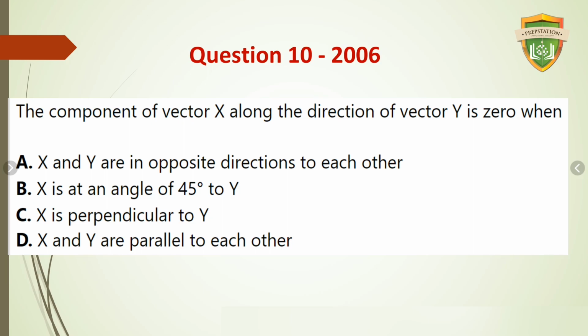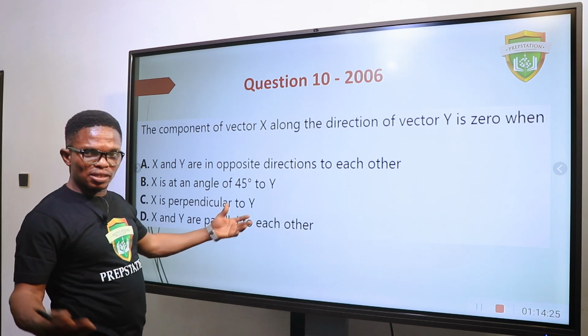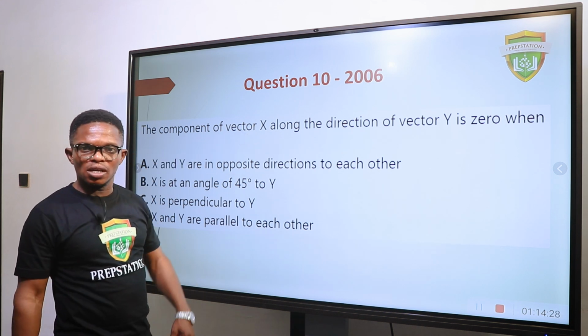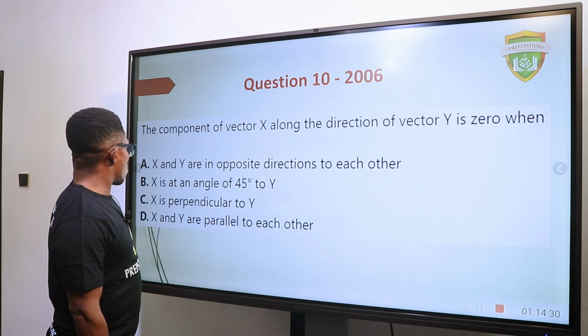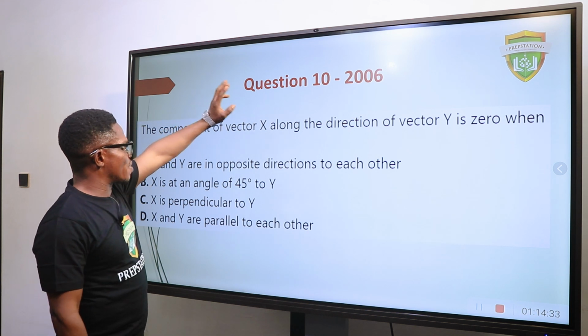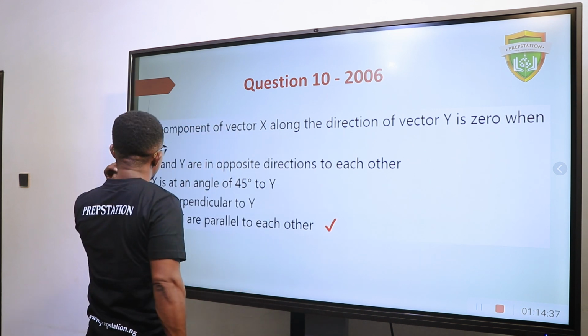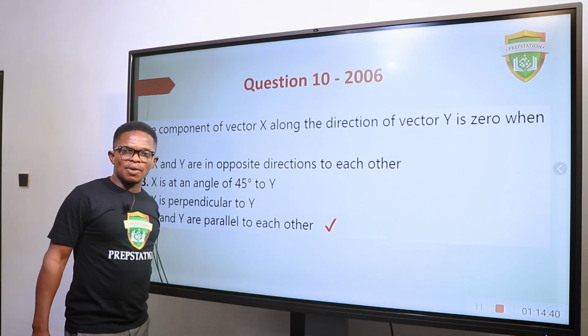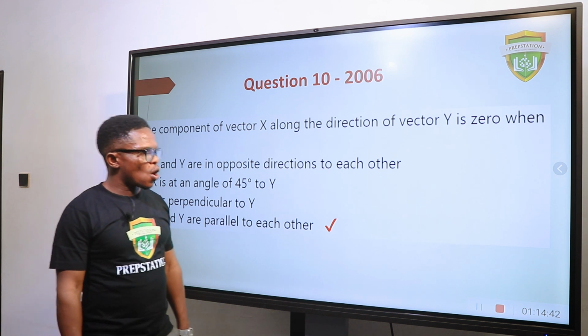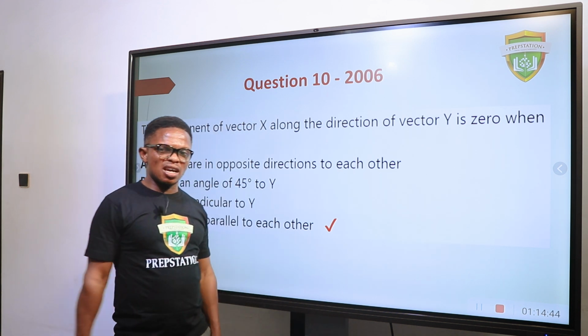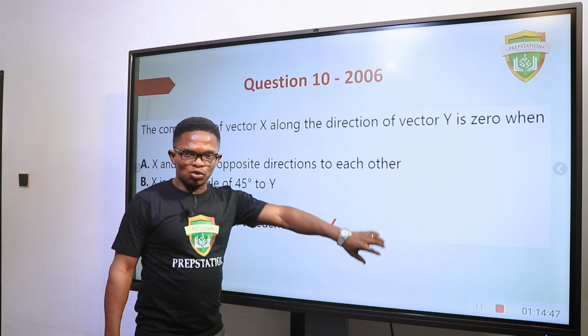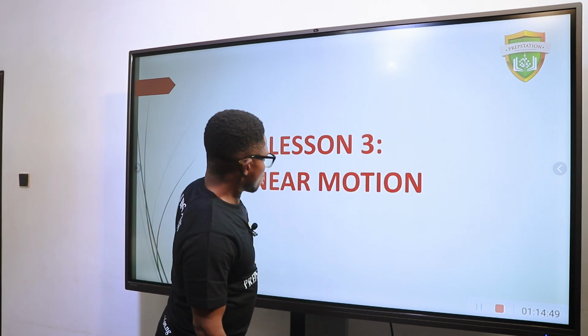The component of vector x along the direction of vector y is 0 when what happened? It's still the same question, but probably framed in another way. So the component vector of x along the direction of y is 0 when x and y are what? Parallel to each other. I want to believe that was clear enough. So let's move to another topic quickly.